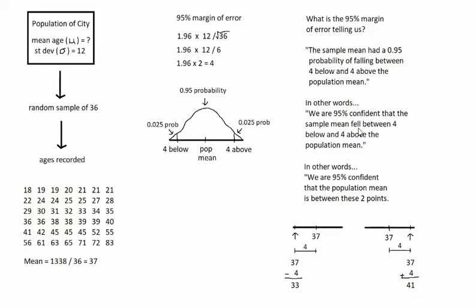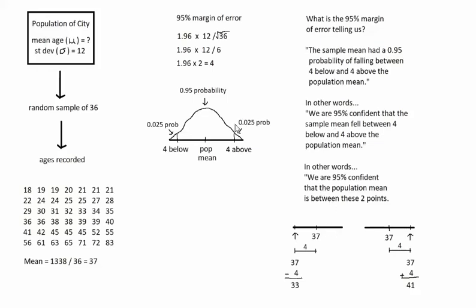So now we can actually take this and turn it into another statement down here and say we're 95% confident that the population mean is between these 2 points right here. And these two statements are actually saying the exact same thing. And I'll quickly explain why.